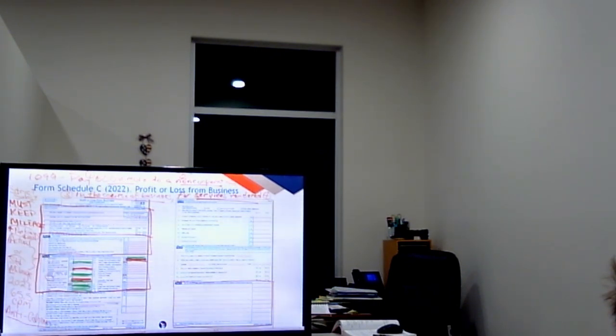Taxes and licenses. Remember, sales tax is normally deducted off the top instead of down here, but then you have your business licenses, you might have occupational taxes, and those kinds of things would go in here. You might have a bed tax, and that would also be included in here, if you were like a hotel or something like that. Travel and deductible meals.